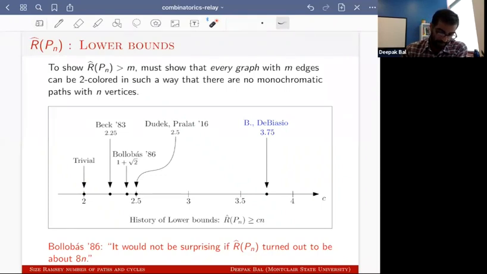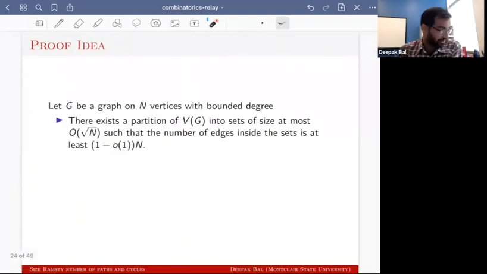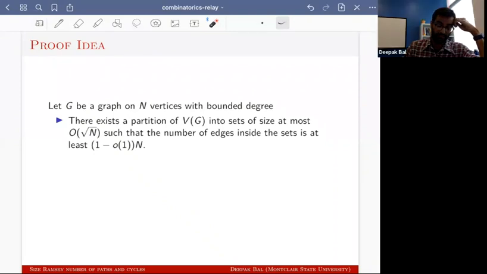Okay, so what do I want to tell you about this? I'll tell you the basics of the proof idea. Again, remember, I'm trying to color a graph with 3.75n edges and avoid a Pn. Also, I don't know how many vertices the graph is going to have, so I'm going to call that number of vertices capital N. Let's suppose that G is a graph on capital N many vertices and that it has bounded degree. That's another assumption we'll have to deal with.